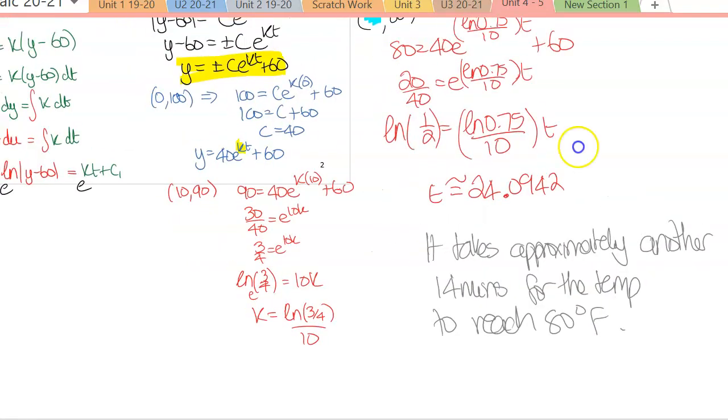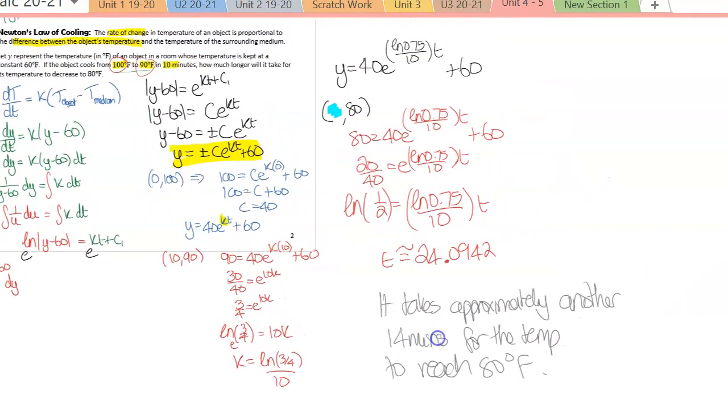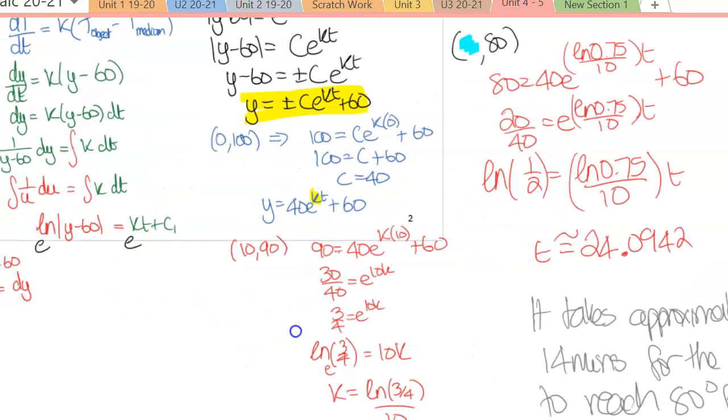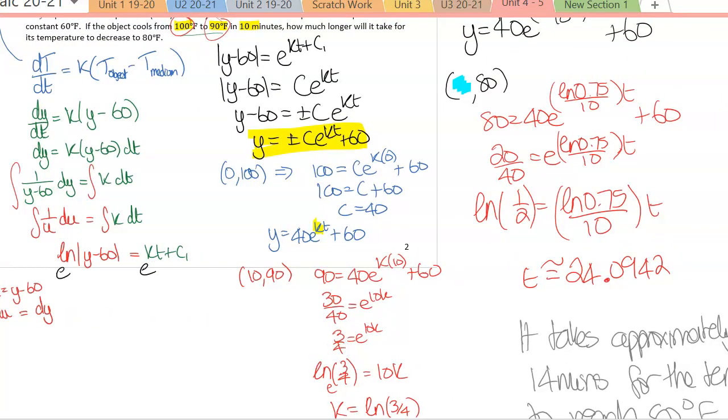Okay, so it seems to be a lot of work here. It looks like a lot, but it's what we've been doing, and it's stuff that we have done before in terms of this k in previous classes using natural logs.